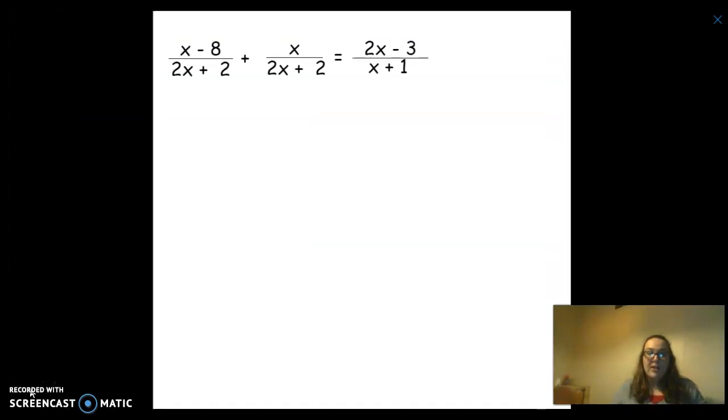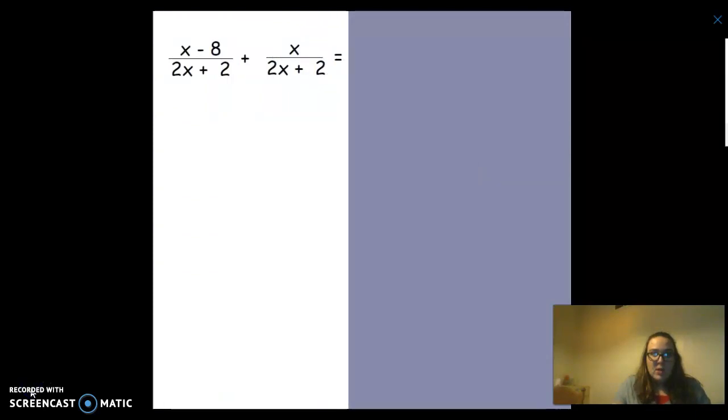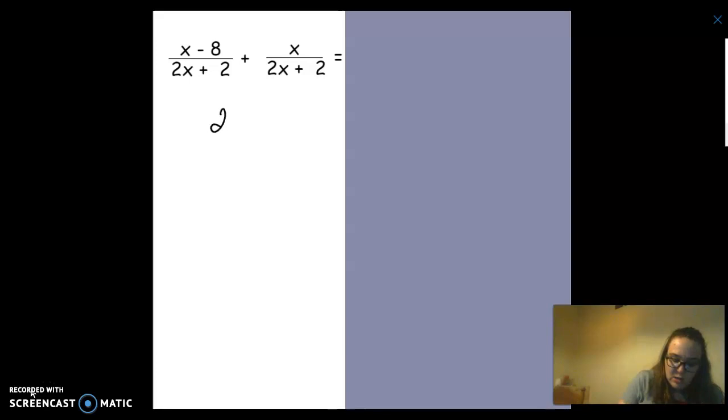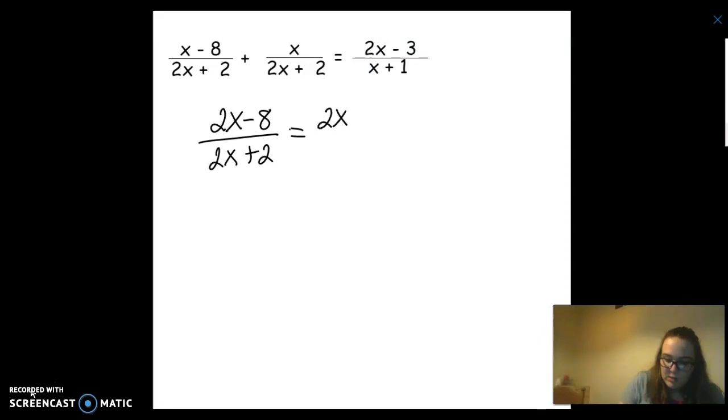So on a problem like this, I have more than one term on the left, and then I have one term that's on the right. If I look at just the left side first, you might notice that, hey, here on the left, they already have a like denominator. Hey, you know what that means? Combine those things together. We know that two fractions with a common denominator means that I can add them together, so go ahead and add them together. 2x minus 8 divided by 2x plus 2, and now I'm going to throw in the right side of my equation here. Equals 2x minus 3 divided by x plus 1.